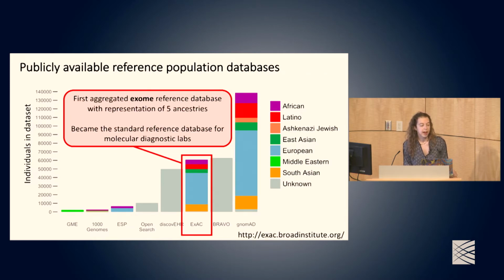ExAC was the first aggregated exome reference database developed at the Broad Institute in the MacArthur Lab, and it has broad representation from 5 different ancestries. Rather than sequencing all the data directly for this project, it was actually aggregated from data that had been sequenced for a number of common disease studies. And when released in October 2014, it really changed the molecular diagnostic field as it became the control database for molecular interpretation.